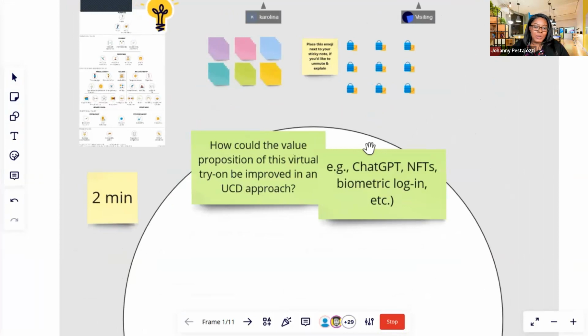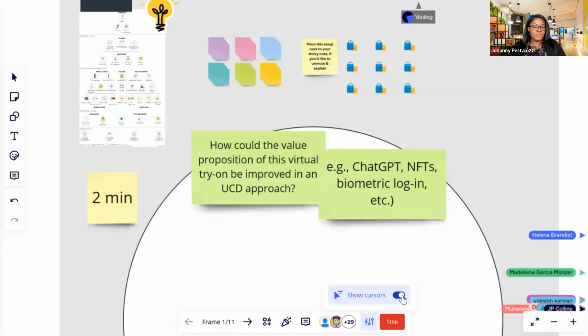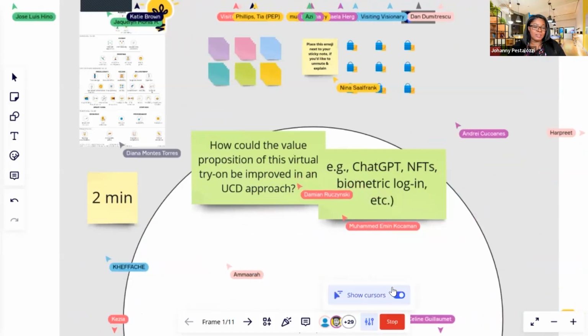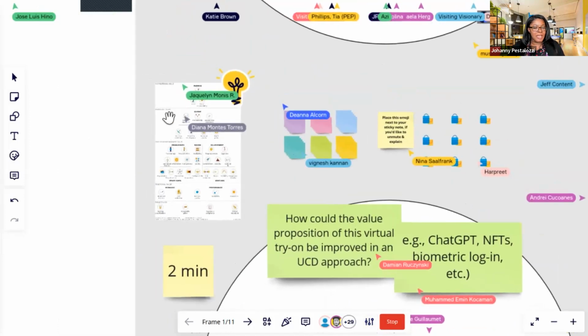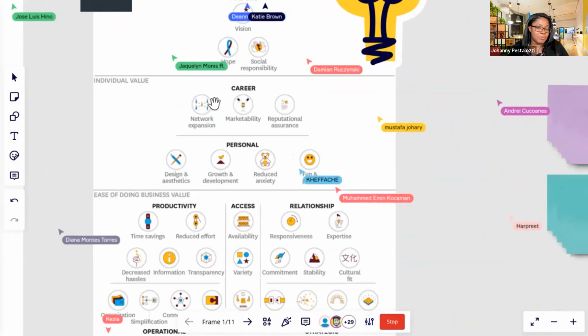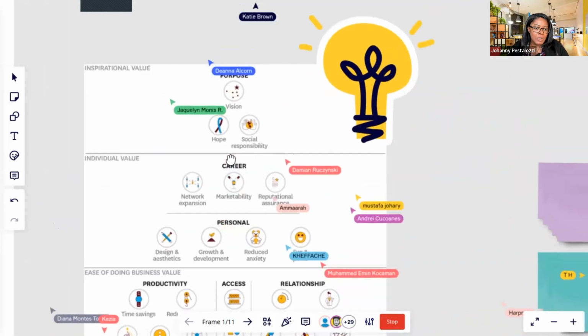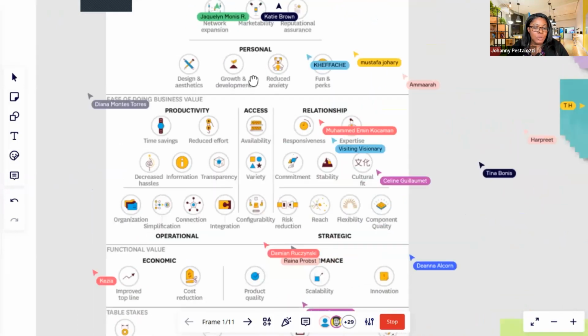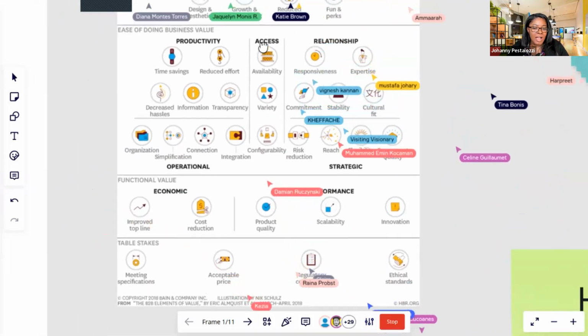And it is about the improvement of the value proposition. So how could the value proposition of this virtual try-on be improved in a user-centered approach? And here I'm providing some suggestions like considering ChatGPT, NFTs, biometric logins, etc. Also for reference, I added here this pyramid of value propositions that products can embed, including aspects like inspirational value, individual, ease of doing business, functional value, among others.